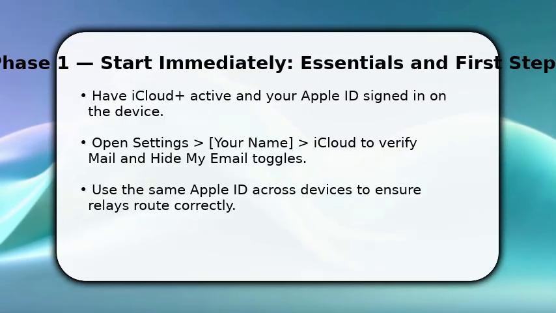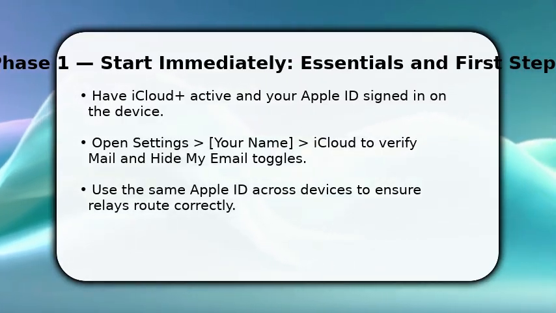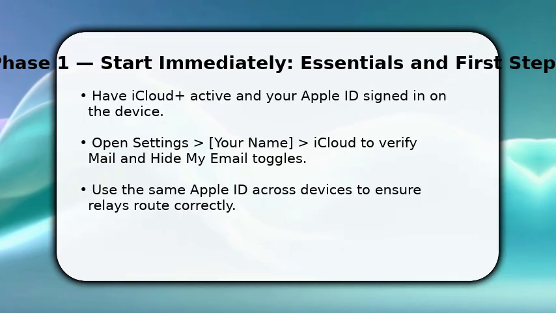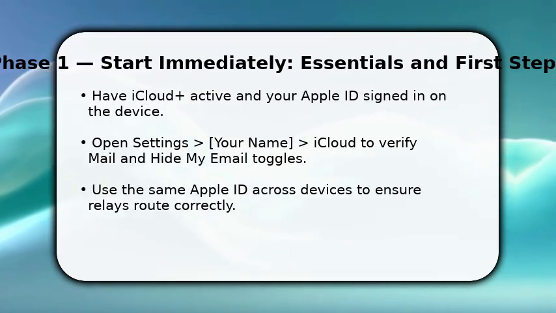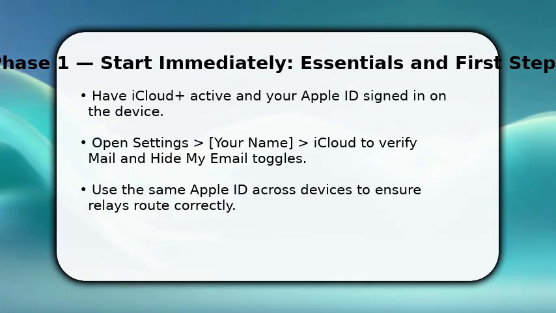You start by confirming prerequisites. Make sure you have iCloud Plus and are signed into your Apple ID on the device you'll use. Once signed in, go to Settings, tap your name, then iCloud, and verify Mail and Hide My Email are enabled. This ensures relay aliases can be created and routed.